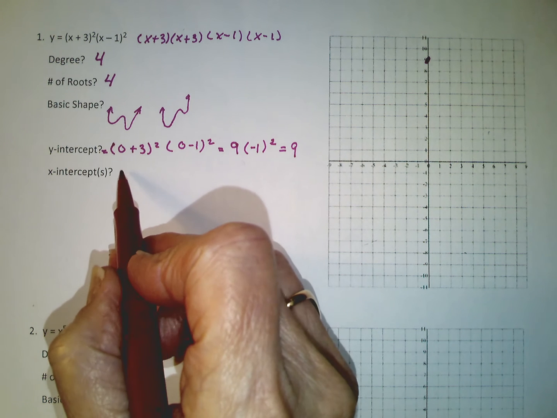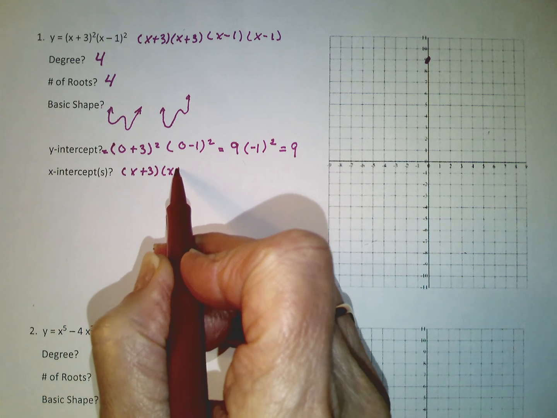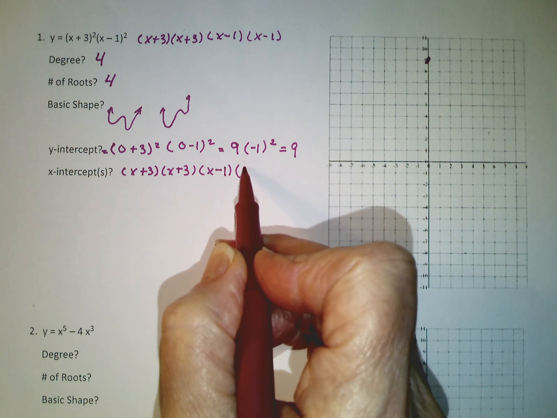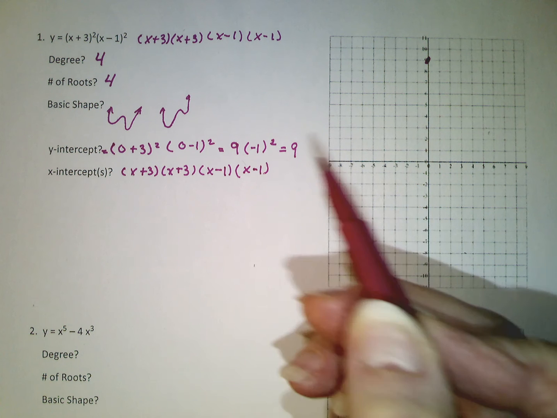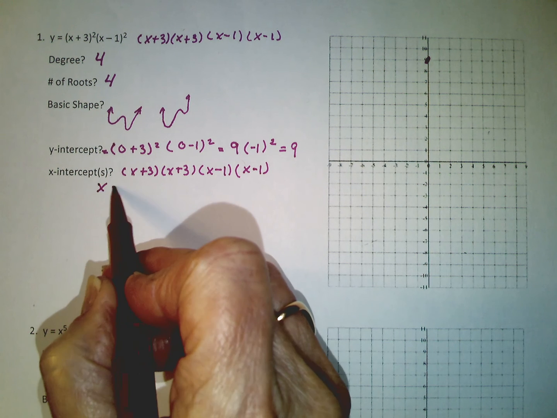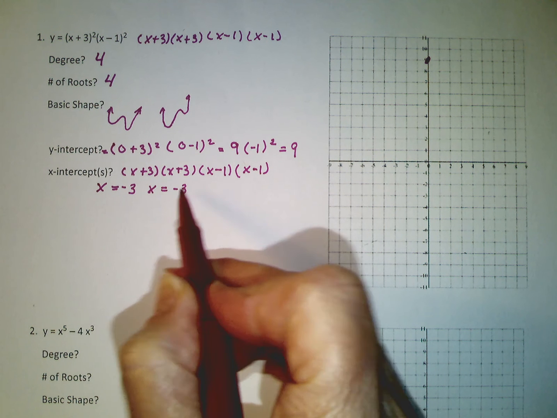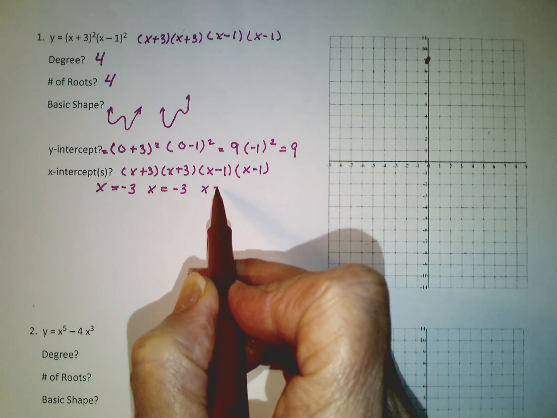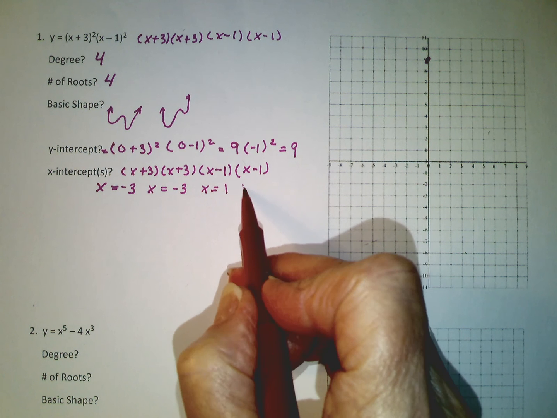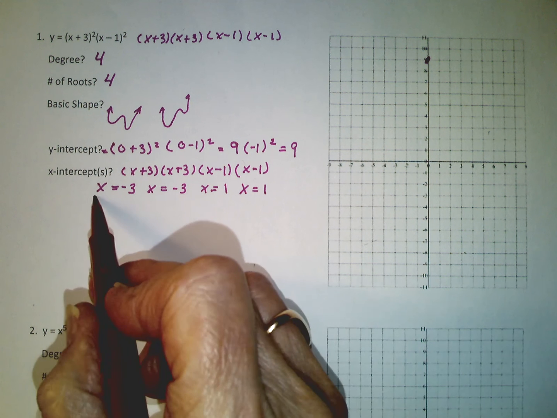X-intercepts. Well, that's when these factors all multiply out to 0, when y equals 0. That means x is going to equal -3, or this x is going to equal -3, or this x is going to equal +1, and this x can equal +1. Well, we've got a double root here.